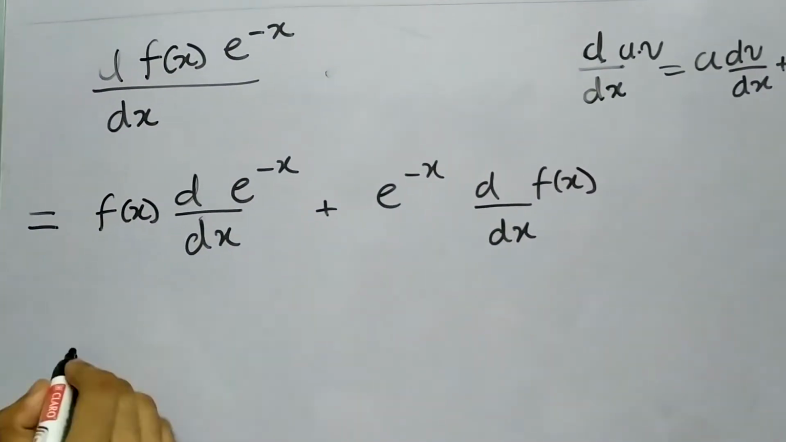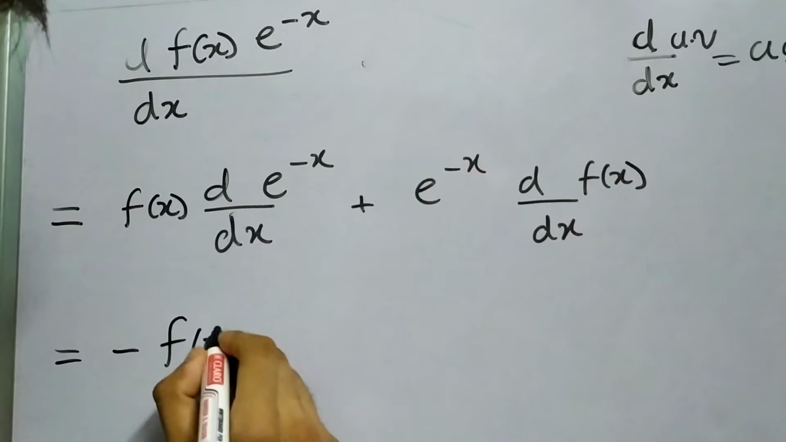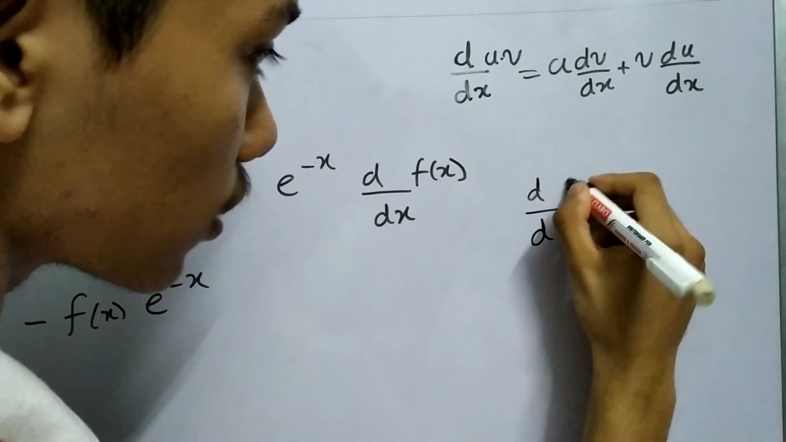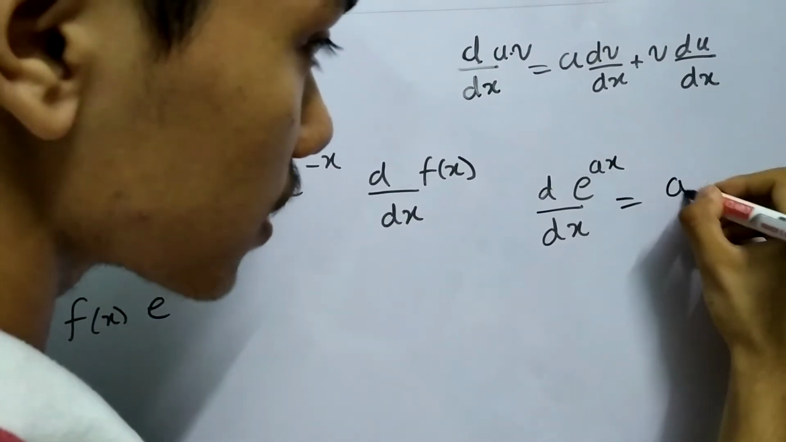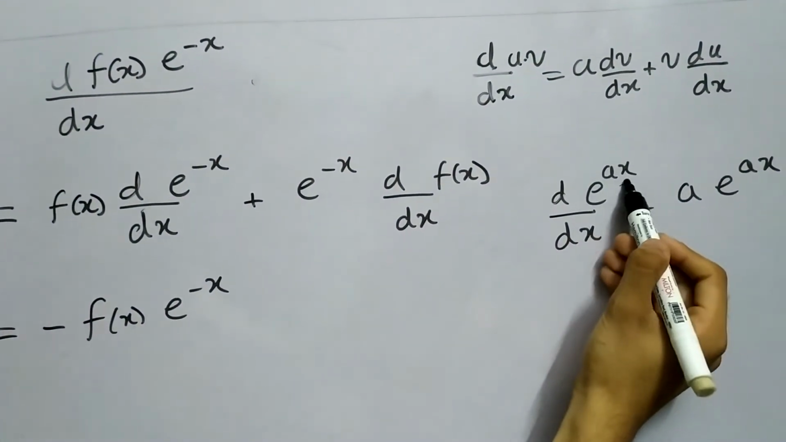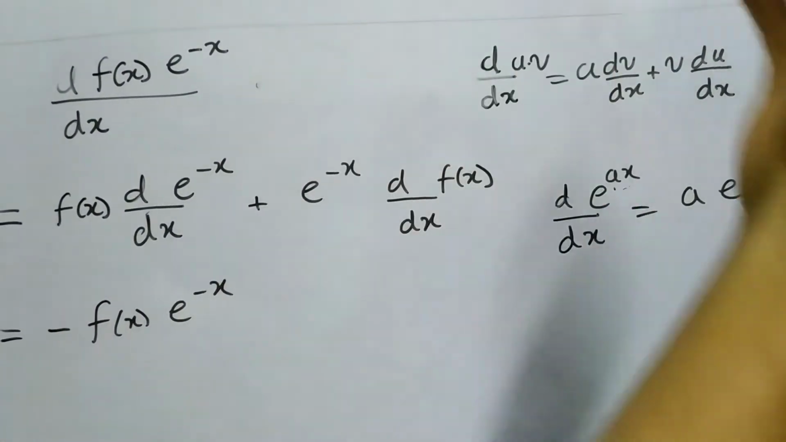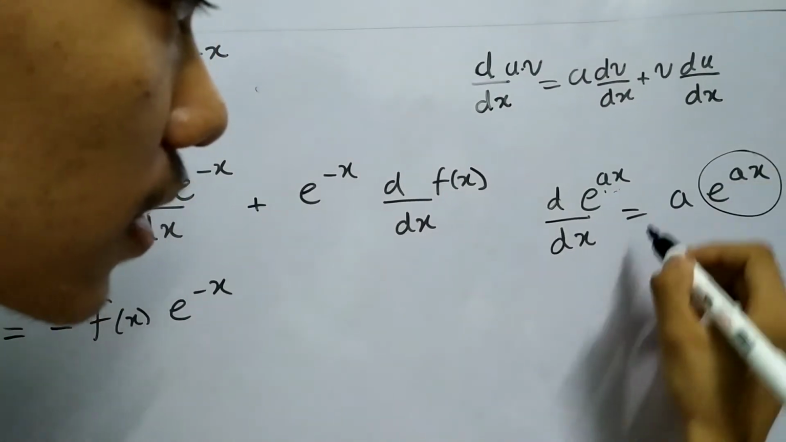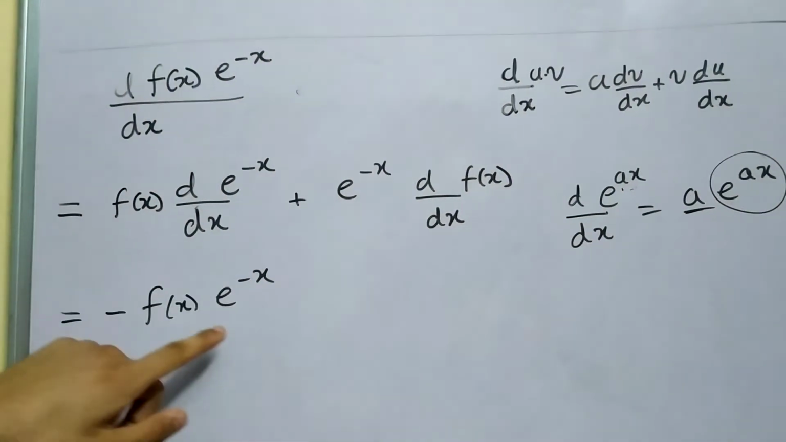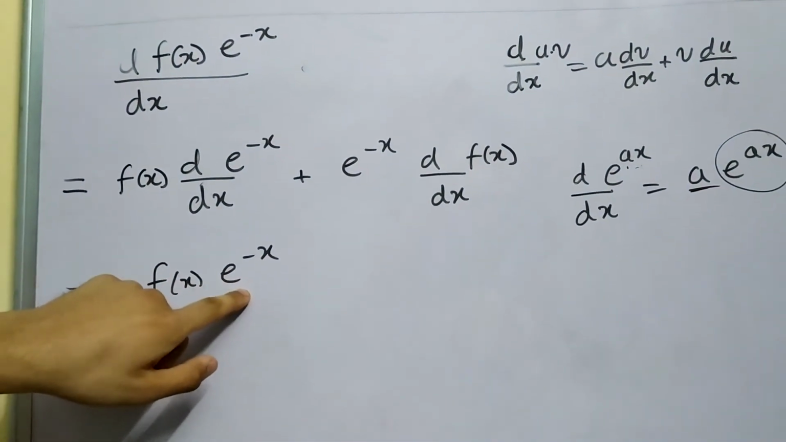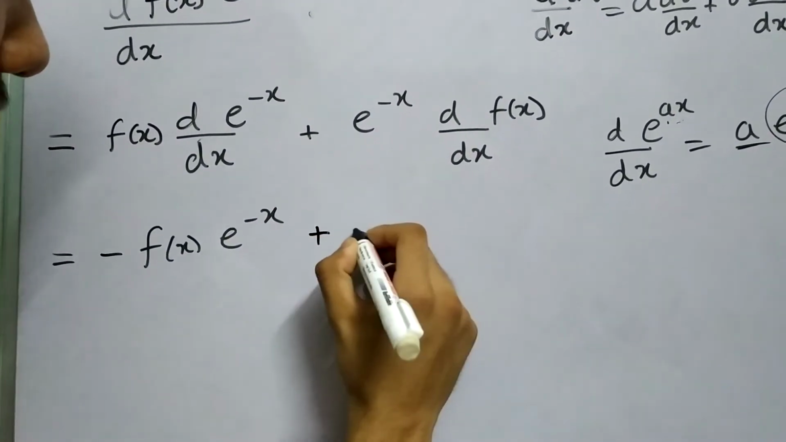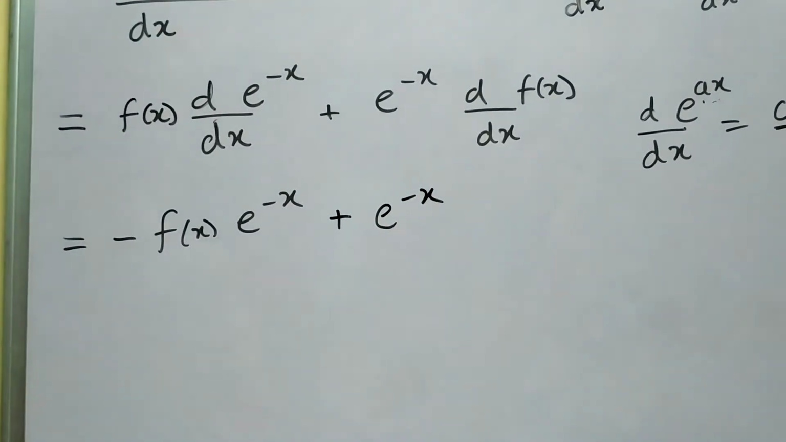And this first term is minus f of x e to the power minus x. Why? See, you differentiate e to the power ax, it becomes a times e to the power ax. So the coefficient of x in the exponent becomes the coefficient of this term. So in this case a is minus 1, and you differentiate e to the power minus x, you get minus e to the power minus x, and I've written minus over here, plus e to the minus x d by dx f of x.